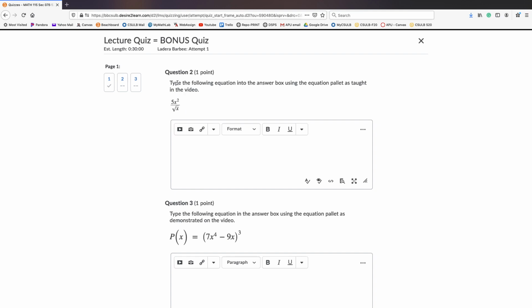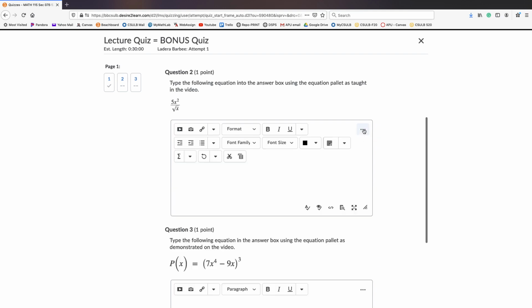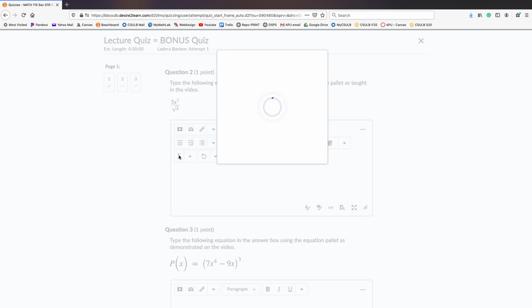In this problem, type the following equation, actually it's an expression, not an equation, into the answer box using the equation palette as taught in this video. The equation palette is not visible in the answer box. You first have to come to the far right corner and choose the 3 horizontal dots. And now you have the Greek symbol sigma, the summation symbol, available. And don't even worry about all of the different options that are available. Just click on the symbol itself.